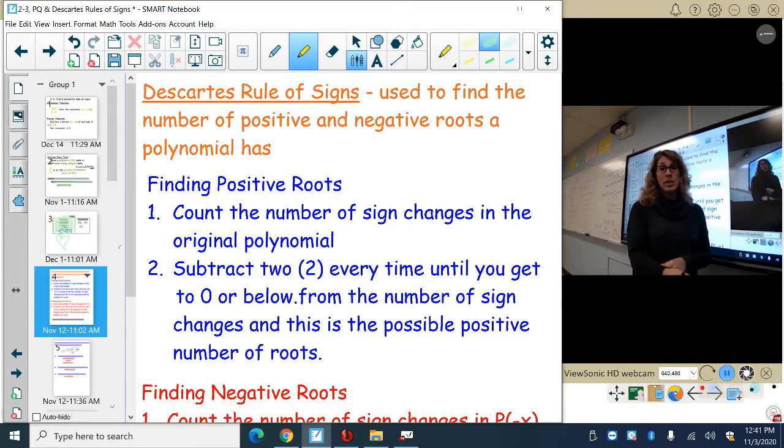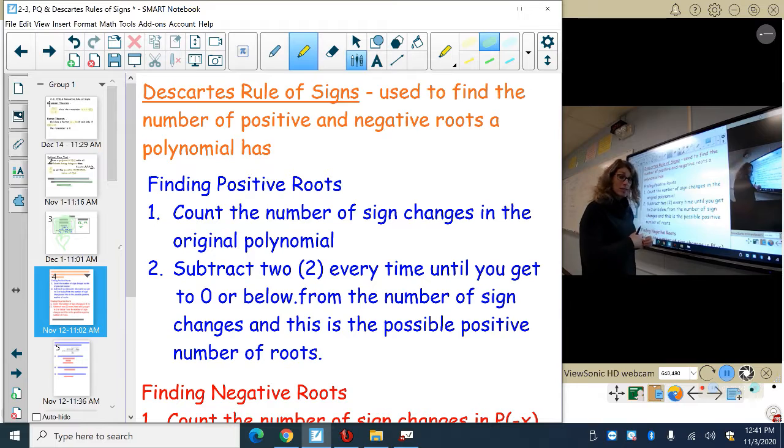The next thing that we need to talk about is we want to take that rational list of P over Q values, which could be really long, and we want to then cut it down even further and make it minimal so that we have fewer numbers to check for roots. Well, Descartes' rule of signs helps us do this. This is used to find the number of positive and negative roots a polynomial has.